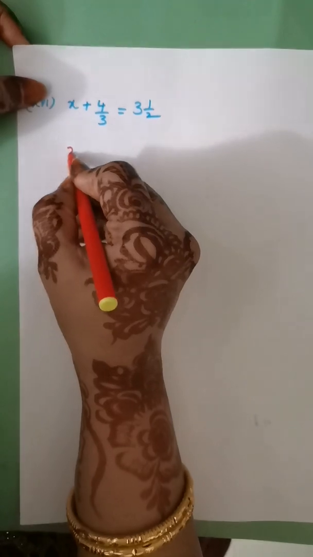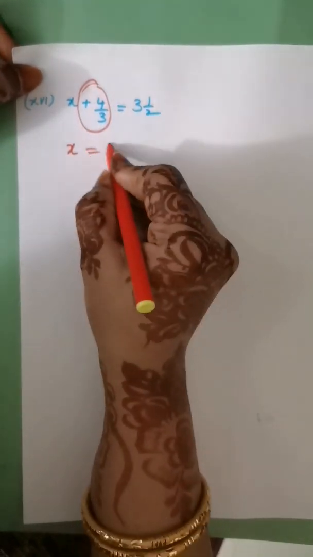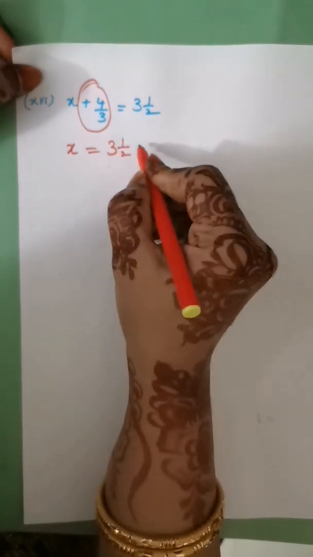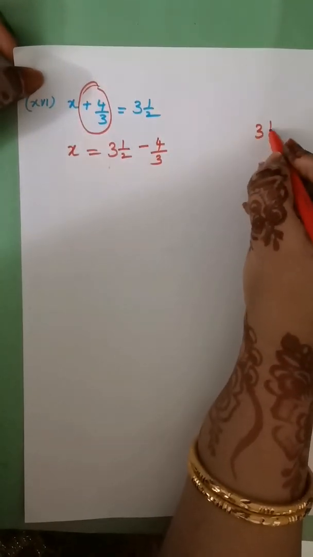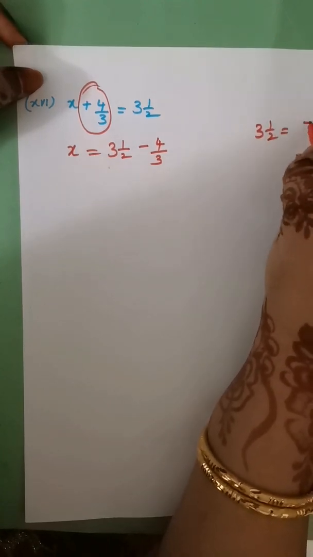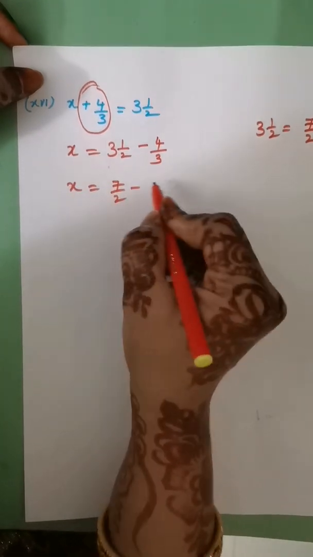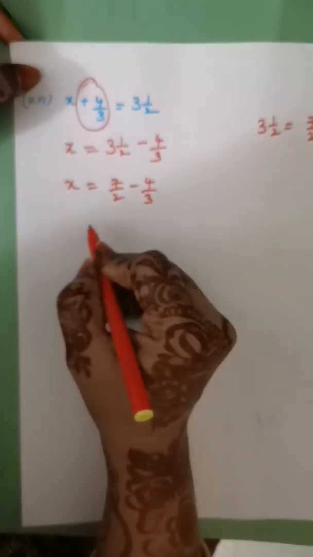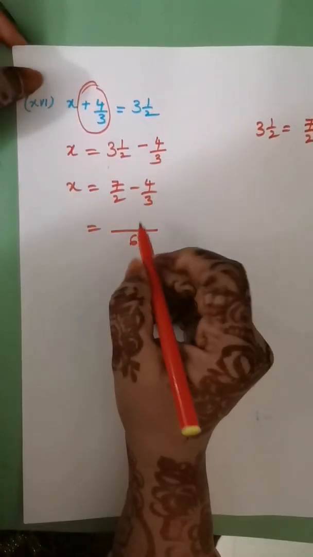Now this is x. We will send plus 4 by 3 to that side. So it will become minus 4 by 3. Yes. Now 3 1 by 2, convert it into an improper fraction. 3 2s are 6, 6 plus 1 is 7 by 2. Okay, x is equal to 7 by 2 minus 4 by 3. What will be the LCM of 2 and 3? LCM of 2 and 3 will be 6.